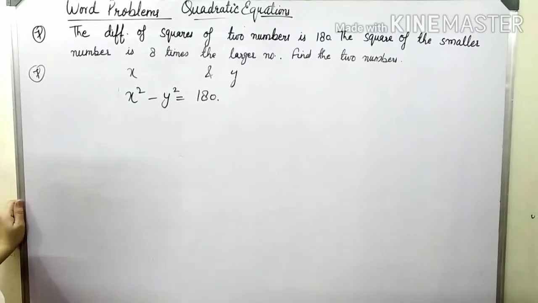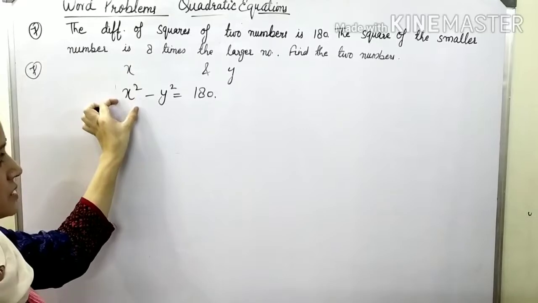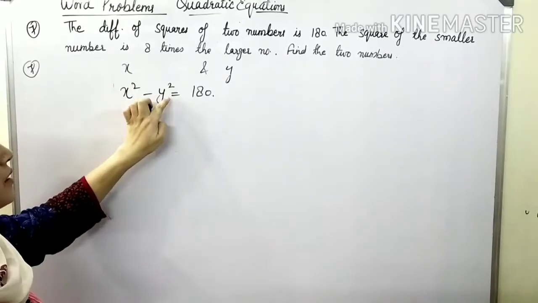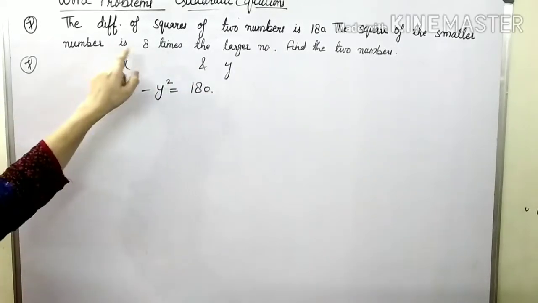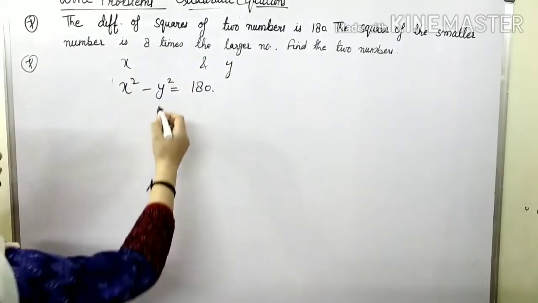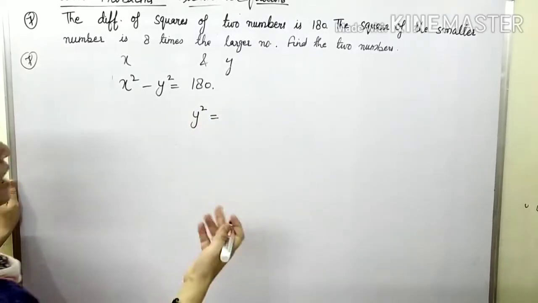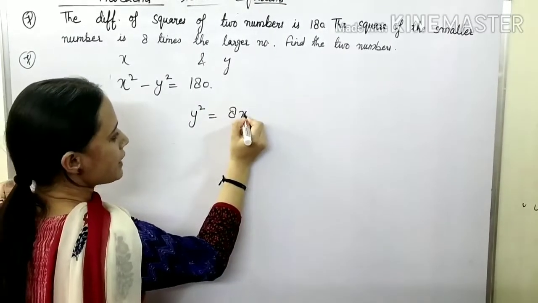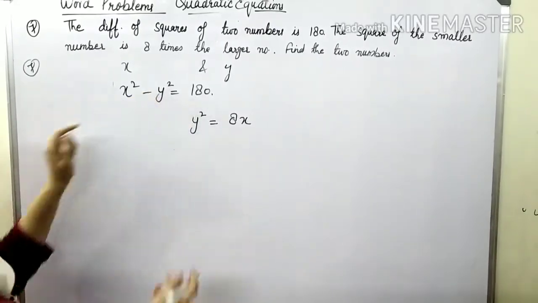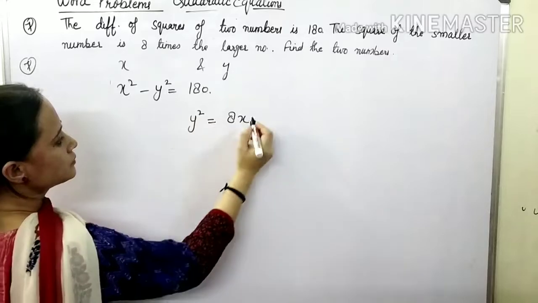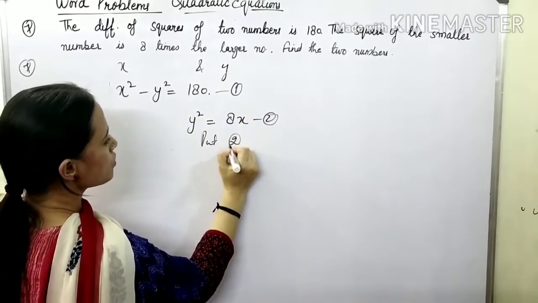The square of the smaller number is 8 times the larger. When I have written this, it means the number x is greater than y. So now we'll take the square of the smaller number is 8 times the larger number. So the smaller number is y. Its square is 8 times the larger number, that is 8 into x. Okay, so now we got the two equations. We can put this value here: equation 1, equation 2, put 2 in 1.